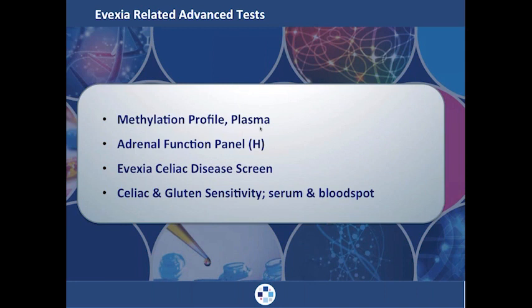If there's a suspicion for celiac disease, you can order the Avexia celiac disease screen, or you can order the celiac gluten sensitivity panel with serum or blood spot. Either way, it's pretty good. Remember what happens with gluten and gluten sensitivity. It irritates those Th17 cells, which are related to autoimmune thyroiditis via organ-specific immune dysfunction. That's what that's about.